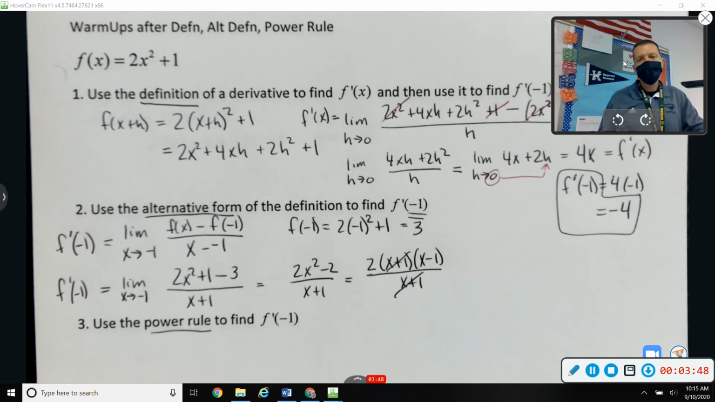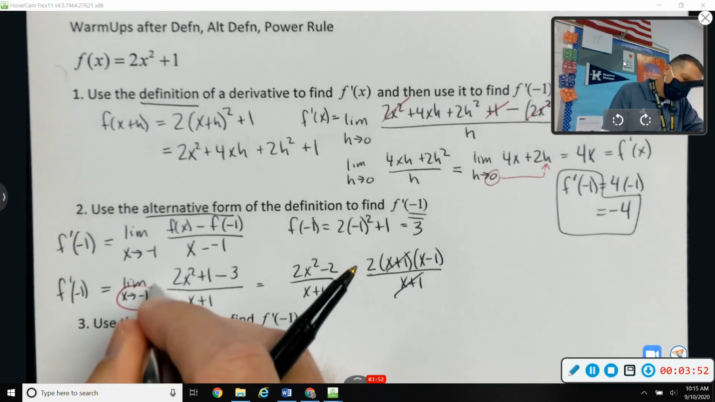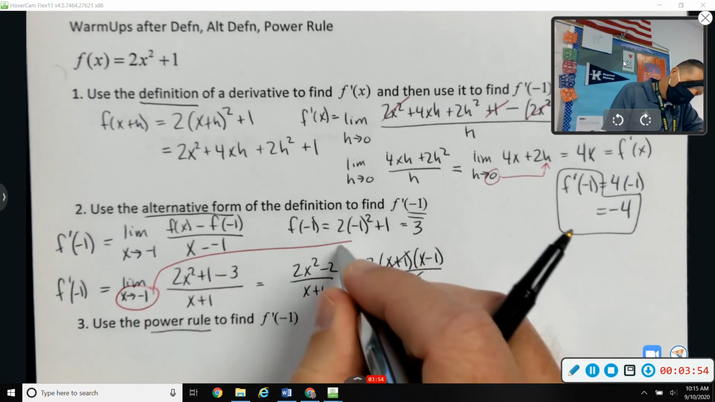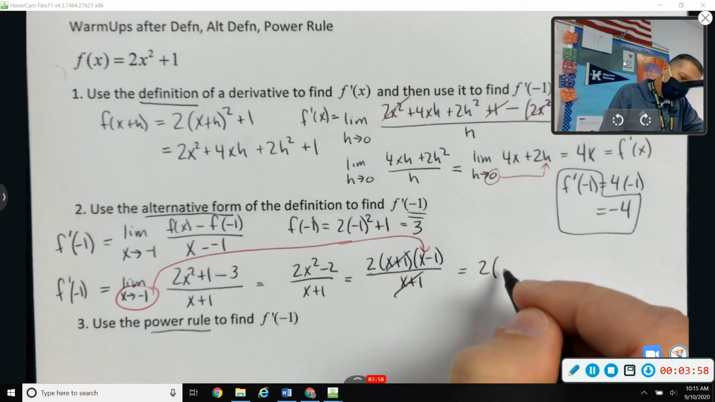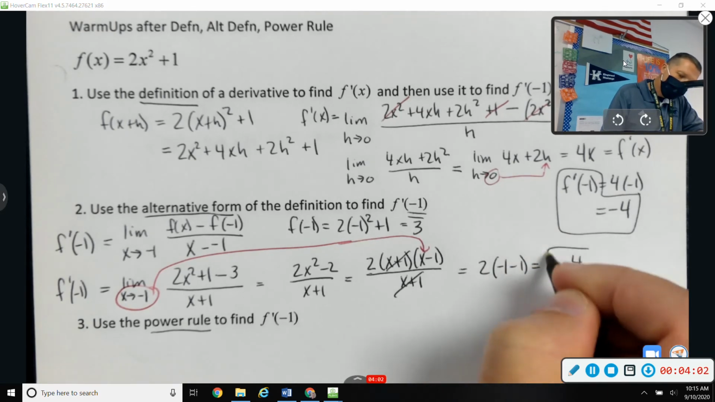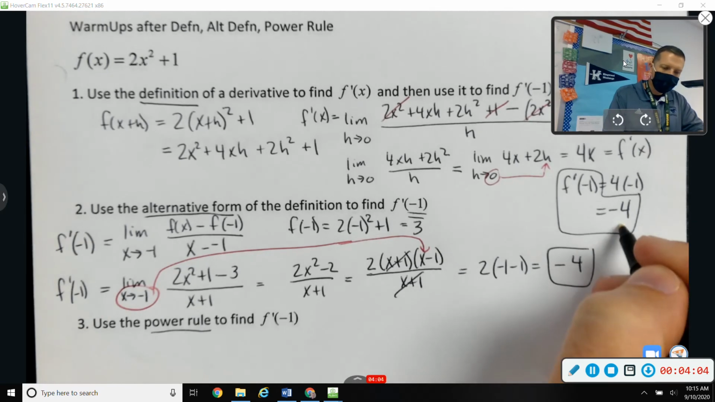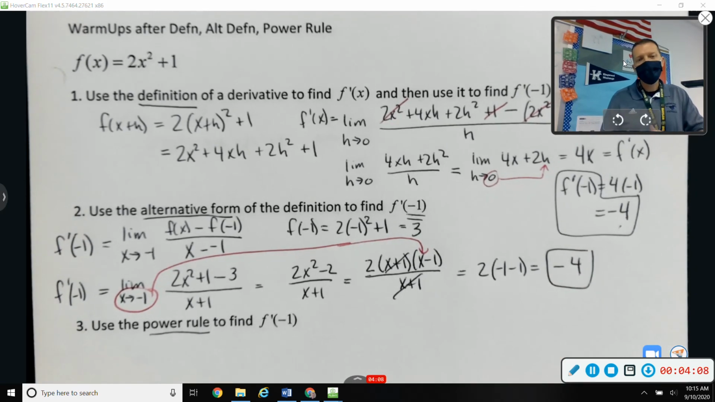The x plus 1's cancel. Now I can plug in negative 1 all the way over right there. So 2 times negative 2 is negative 4. Hey, same thing we got the first way. So different methods, same result.